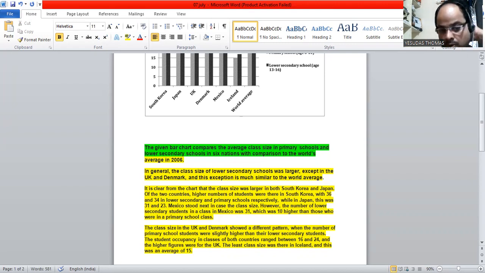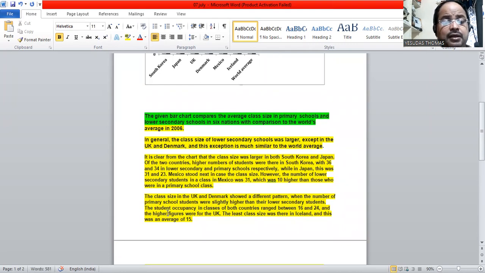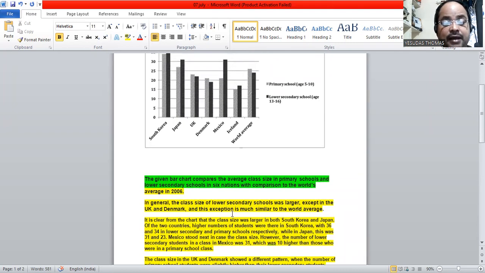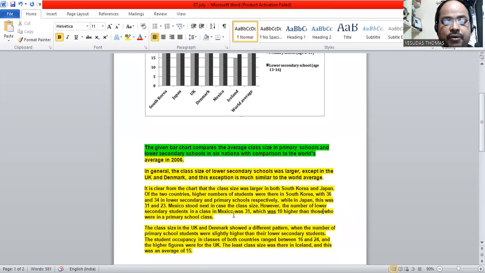Okay, so you can see the number of lower secondary students in a class in Mexico was 31, which was 10 higher than those who were there in a primary school class. The class size in the UK and Denmark showed a different pattern. So we have a different pattern. Unlike Mexico, South Korea, and Japan, we have slightly higher number of students in the primary schools than the lower secondary students.